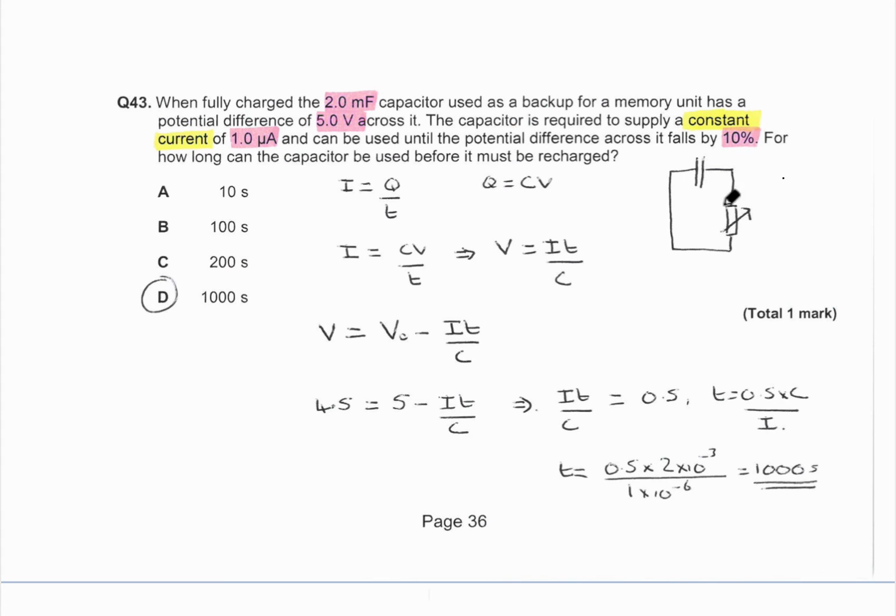So by altering this, we can basically make the current constant. Now, the way that we approach all of these questions all of the time is like this. We know that the current is equal to the charge divided by time. So if we put an ammeter here, for example, that's basically what the current is. It's the charge per unit time.